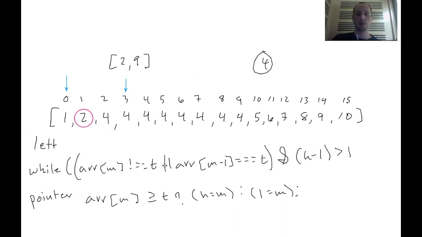Is our current value not equal to the target? Well, that's true, so we need to keep looping. So let's do our pointer reassignment. Is our current value greater than or equal to the target? It's not, so we'll move our low pointer, and we'll move our midpoint and keep looping.